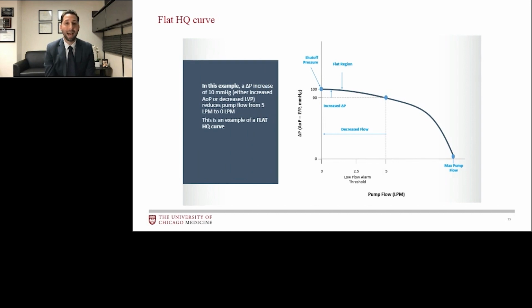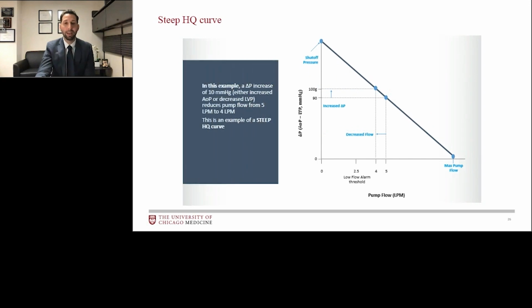Here is a pump with a flat HQ curve. If the starting pressure across the LVAD was 90 millimeters of mercury, and then all of a sudden it jumped to 100 millimeters of mercury, so for example, a patient didn't take their blood pressure medications, in this example the flow would drop from 5 liters per minute all the way down to 0 liters per minute with just a modest change in that pressure gradient. Conversely, for a pump with a steep HQ curve, that same pressure change from 90 to 100 millimeters of mercury leads to a modest change in flow, only from 5 down to 4 liters per minute, so less pressure sensitive.